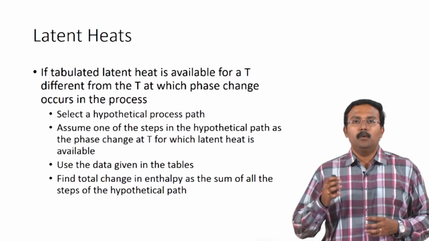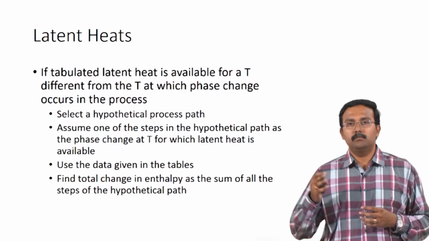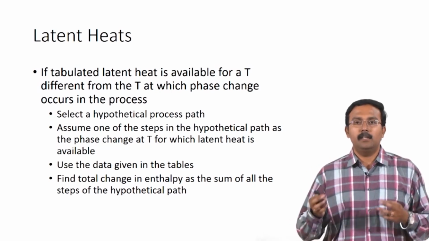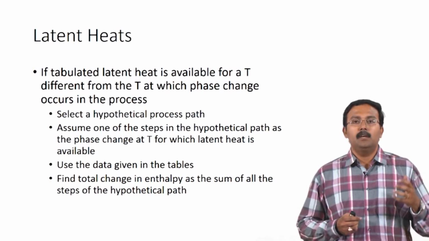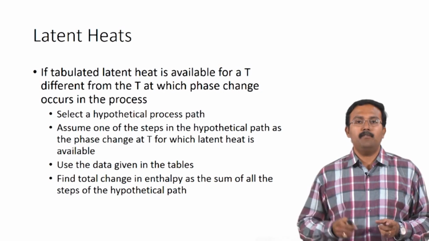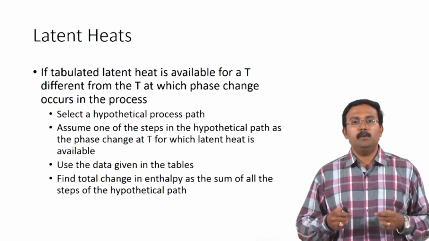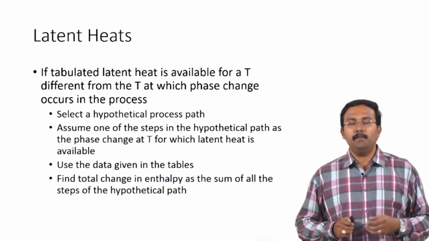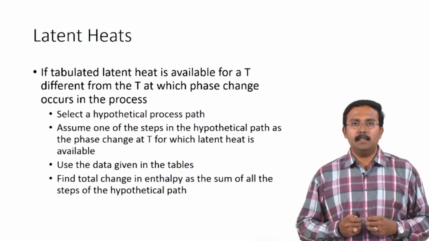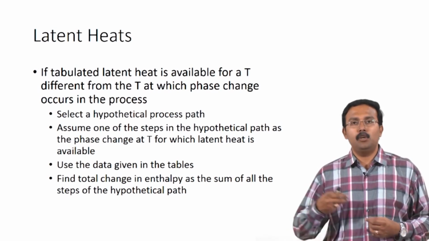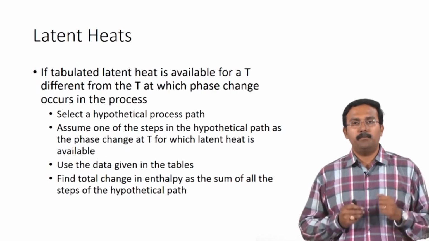As I was explaining, you would want to use the tabulated latent heat, which is available for specific temperatures. If the process itself is happening at a different temperature, then you would build a hypothetical path. One of the steps in the hypothetical path would have to be the phase change at the temperature for which the latent heat is available. Then you can use the data given for that particular step, and for the other hypothetical steps in the process, you would calculate the change in enthalpy using either integral Cp dT or V delta P, or assuming it to be 0 and so on, depending on the type of process which is happening.